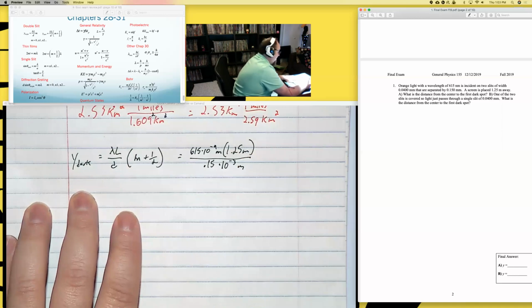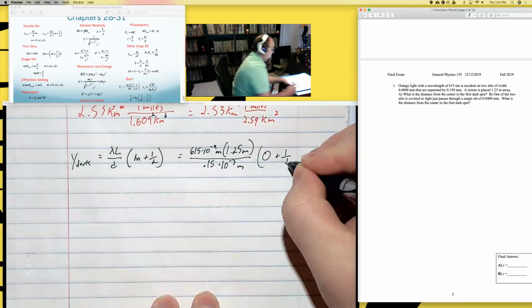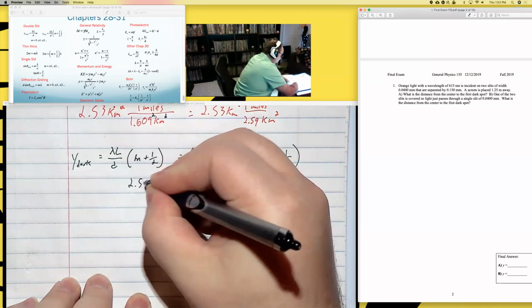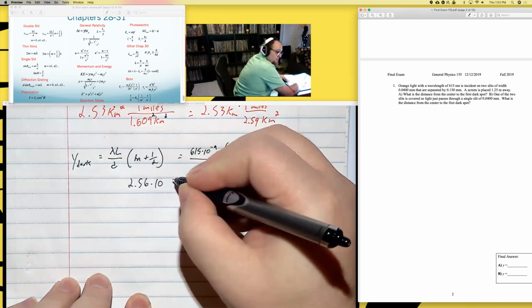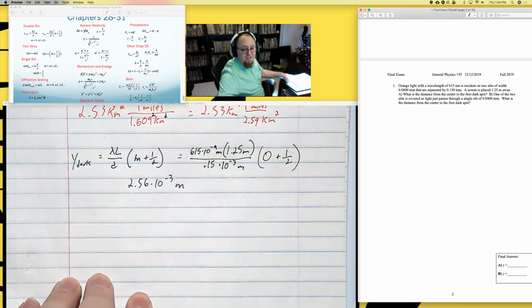And then I got that m plus a half. But it's just the first dark spot. The first dark spot happens when m equals 0. And so that's my equation. I just plug in and get an answer. And that's all there is to it.